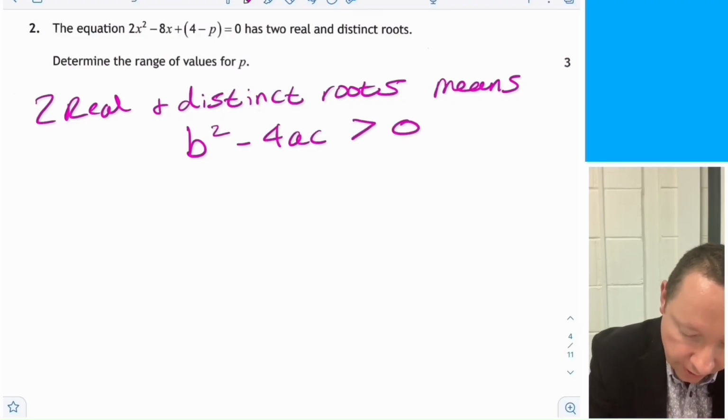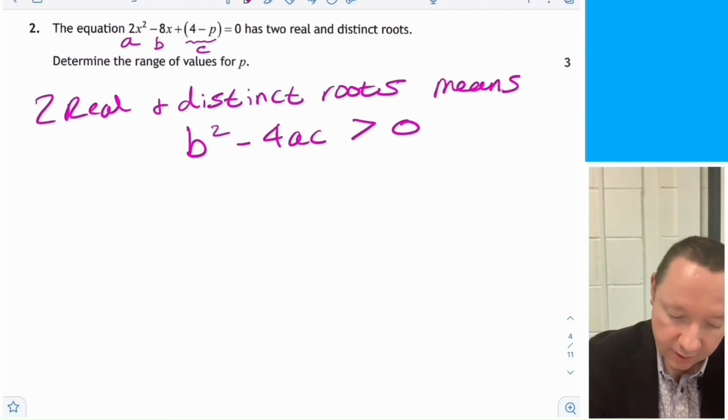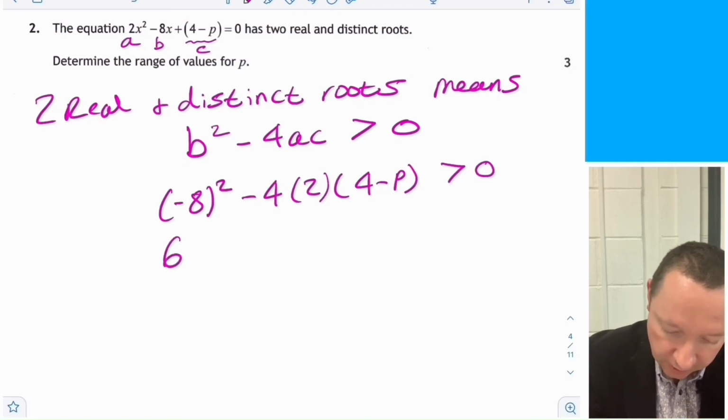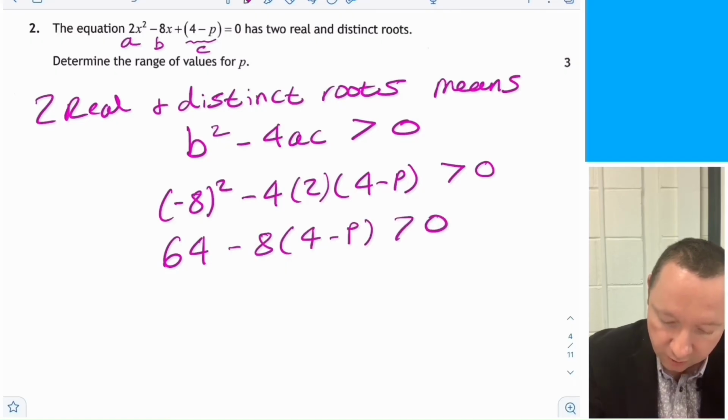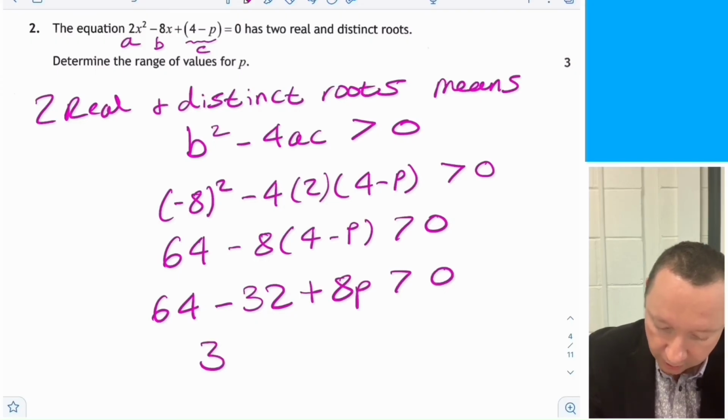So in this case, a is 2, b is minus 8, and this whole thing here is c, 4 minus p. So we'll just substitute that in. So we've got minus 8 squared minus 4 times 2 times (4 minus p) is greater than 0. 64 minus 8 bracket 4 minus p is greater than 0. So 64, 8 fours is 32, 8 times p plus 8p, because minus times a minus, is greater than 0. That gives us 32 plus 8p is greater than 0.